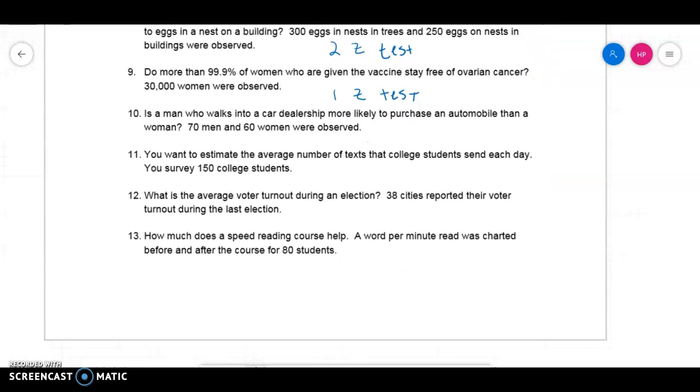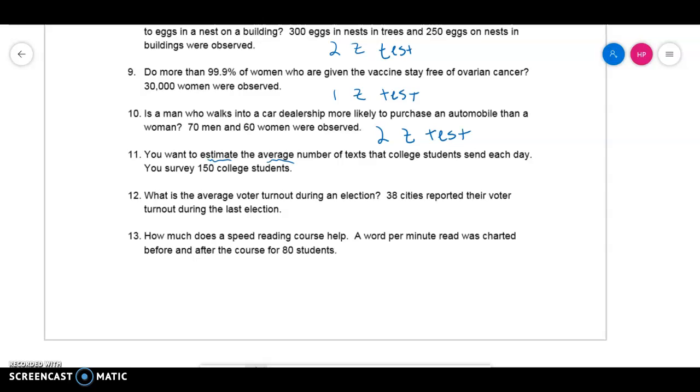But just to kind of get the gist of it, is a man who walks into a car dealership more likely to purchase? So this, again, they either do purchase or they do not purchase an automobile. Men versus women, so it's obviously 2 sample. And then Z, because again, the proportion is they either do or they do not. The last couple, finally we can get to some confidence intervals here. It feels like there have been a fair number of tests.